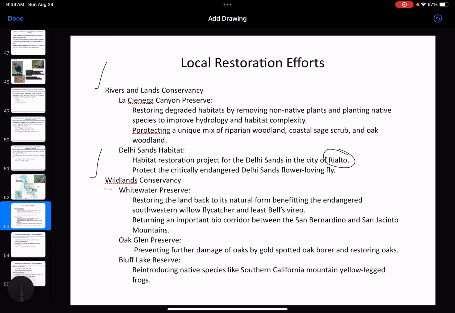Anyway, there's a Whitewater Preserve there. And their goal is to restore that land back to its natural form to the benefit of the southwestern willow flycatcher and least Bell's vireo that we've talked about earlier was being socially parasitized by that brown-headed cowbird. And it's also an important biocorridor that connects the San Bernardino and the San Jacinto mountain ranges. So that's important to mountain lions, right? Bobcats, coyotes. Occasionally, a black bear will leave the San Bernardino Mountains, cross, and then get into the San Jacinto Mountains.